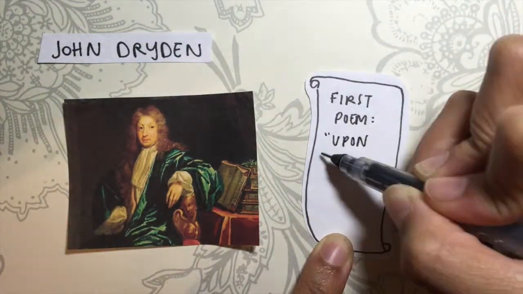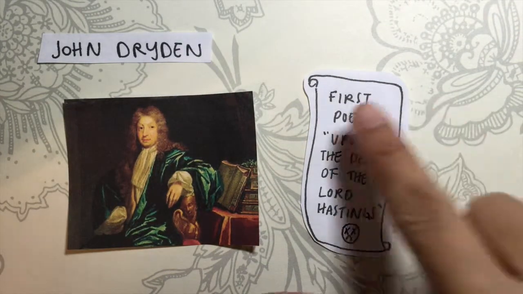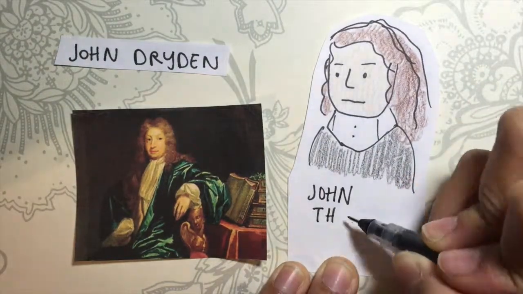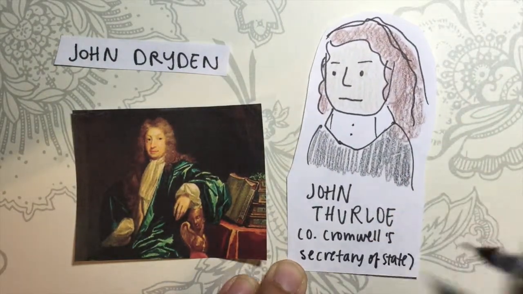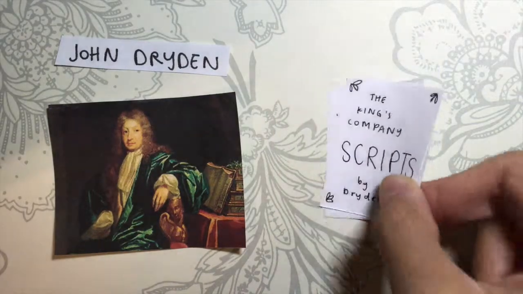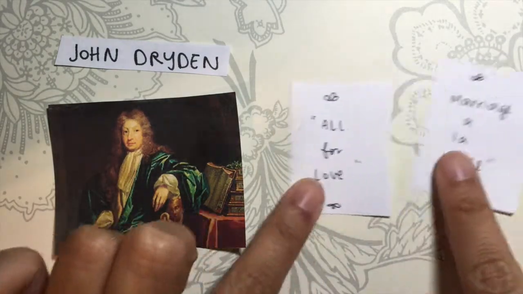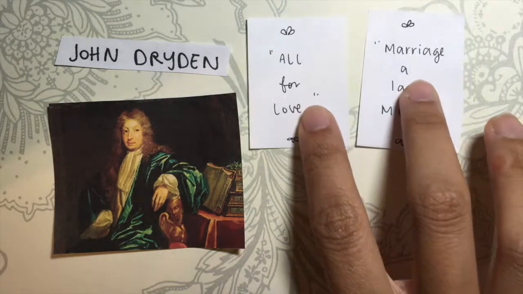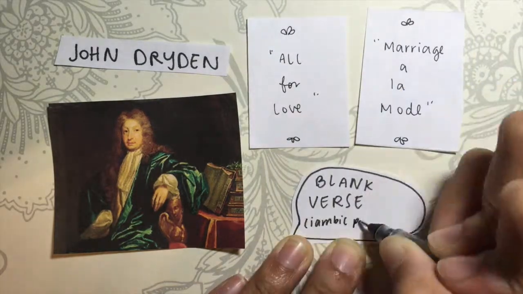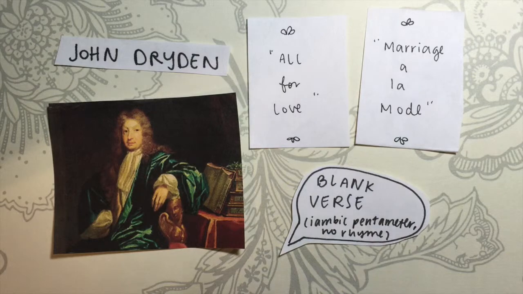While attending Trinity College, he expressed political views through his poem. Later, he went on to find work with Oliver Cromwell's Secretary of State, where he gained the knowledge to continue his passion of writing poems. During this time, he commissioned some plays for the King's Company. His best-known works are Marriage a la Mode and All for Love, which was written in blank verse form, which was revered during that time.